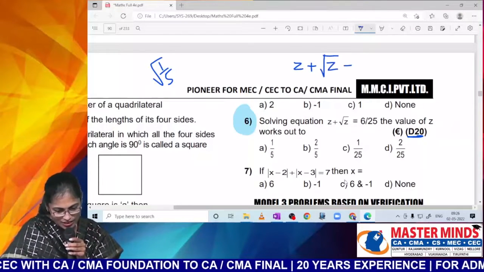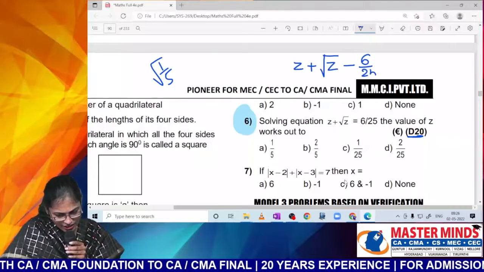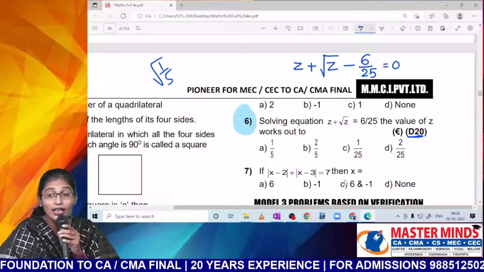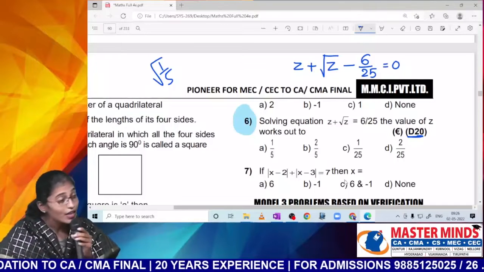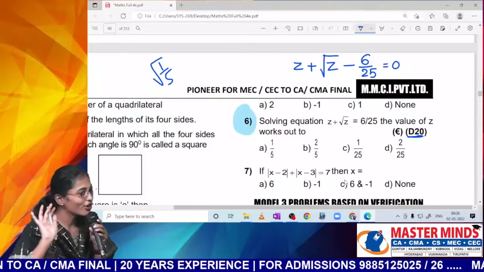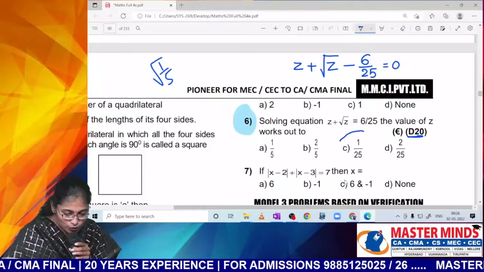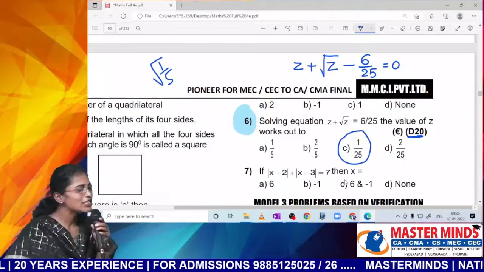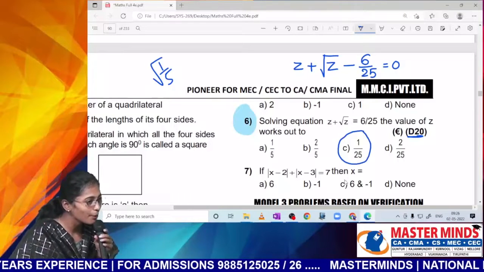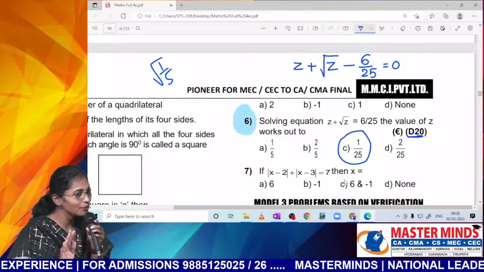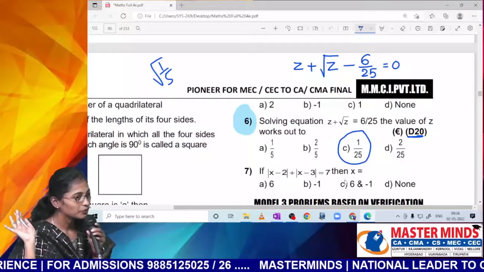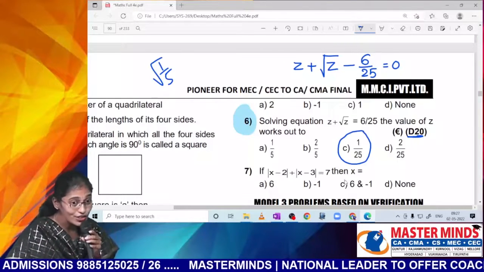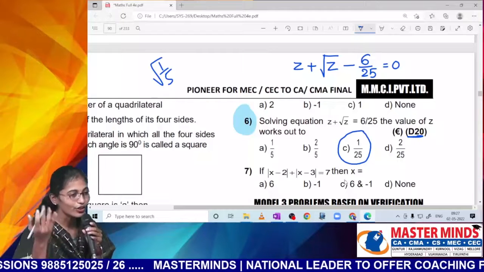Guys, look at this. Shall I write down the question like this? Z plus root z minus 620 equals 0. Now take your calculators. According to option C, what is z? Please enter that value in your calculator. 1 by 25. Got it? M plus. Done? Now root, because there is root z with me, right? Root. How much is that?